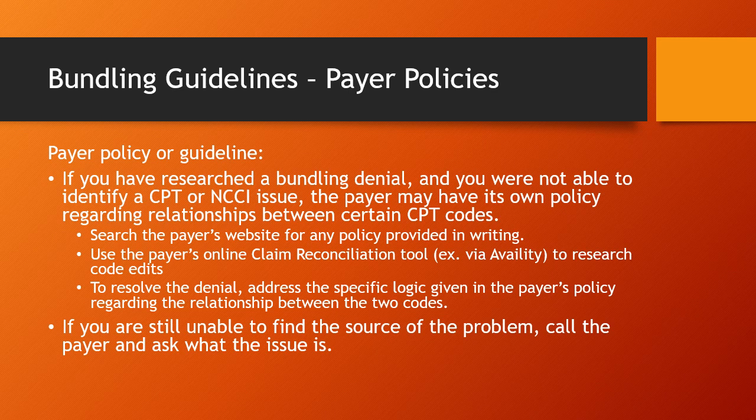If I still can't find the source of the problem, so I've looked everywhere, there's no CPT rule, there's no NCCI code-to-code edit, there's nothing in the NCCI manual, I can't find a policy that this particular insurance company has, and I also can't find any sort of claim reconciliation tool that tells me it's not okay, then I probably need to just call them up and ask them what the issue is and why I'm receiving an unbundling edit. It could be an error on their part, or it could be something else and I'm just having trouble finding it. So it's always really important to communicate back with the insurance companies you work with and figure out what they're trying to tell you.